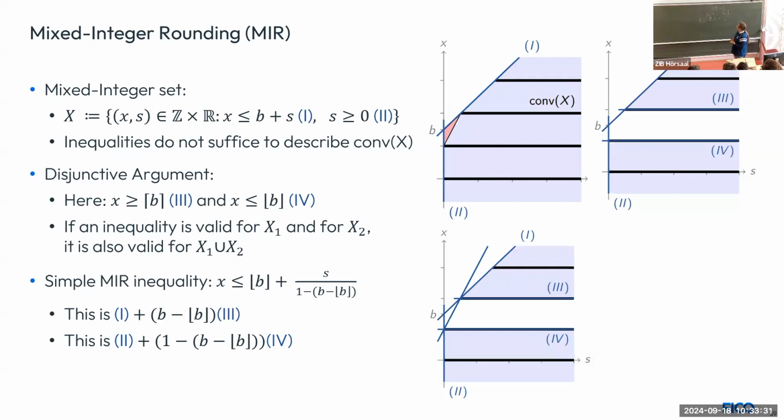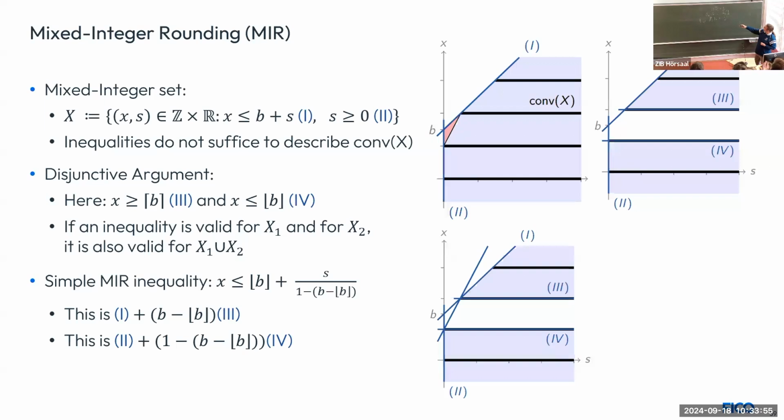And I always found it a bit cumbersome to derive this straightforwardly. For MIR cuts, I find it easier to start from the end, look at the final inequality, and then just check that this is valid for either of the two sides of the disjunction. So the MIR inequality is this one.